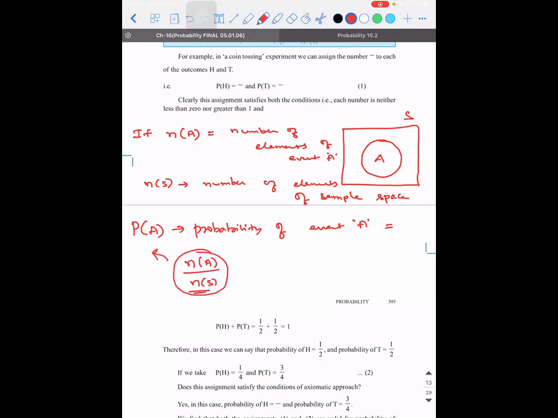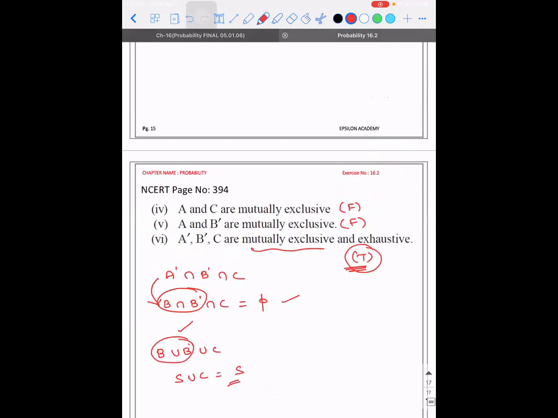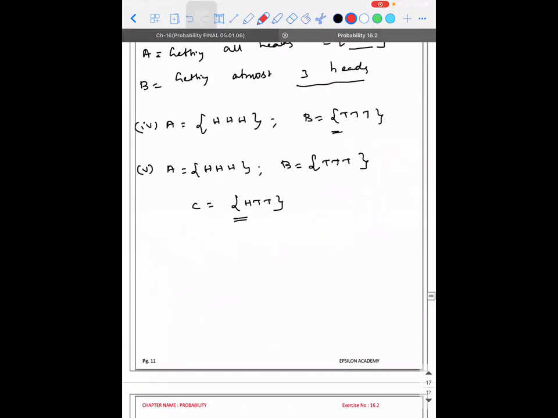Till now you would have learned it as the number of favorable outcomes divided by the total number of outcomes. But here it is with a different perspective. We are going to speak in terms of the number of elements in set A to the number of elements in the sample space. To understand this, in the previous exercise, let us take a few problems and try to write the probability of those events using this definition.